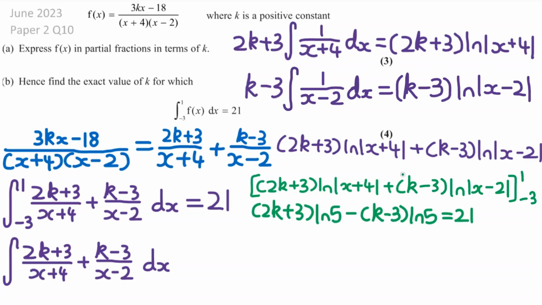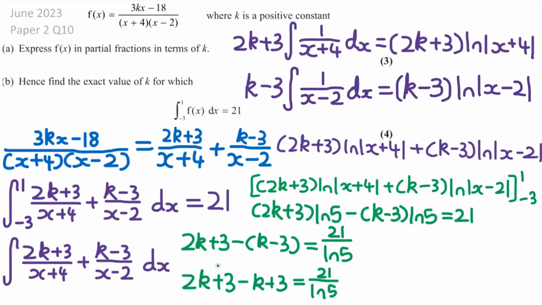Okay, so we need to find the exact value of k. We've got the natural log of 5 in both terms. So what we can do is divide everything by the natural log of 5 and get that 2k plus 3 minus this k minus 3. Remember to put these brackets around the k minus 3. This is equal to 21 divided by this natural log of 5. So this here will be 2k plus 3, and then it will be minus k plus 3.